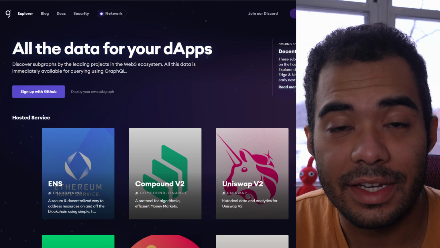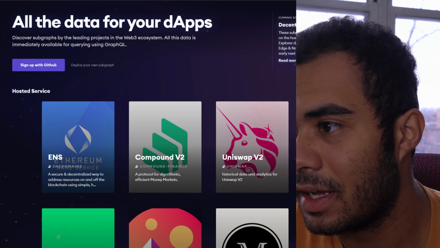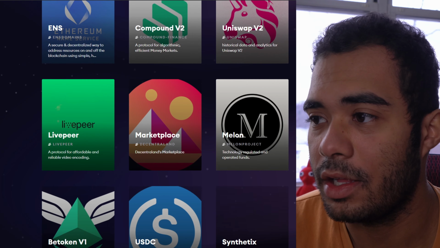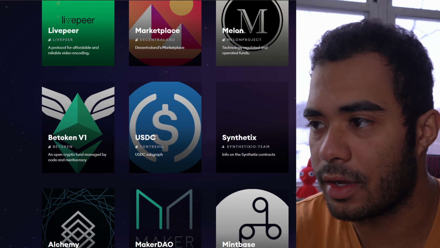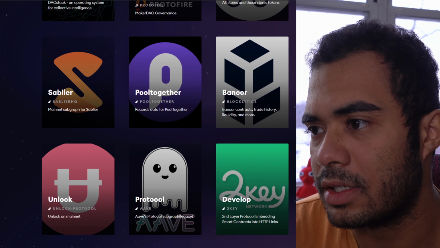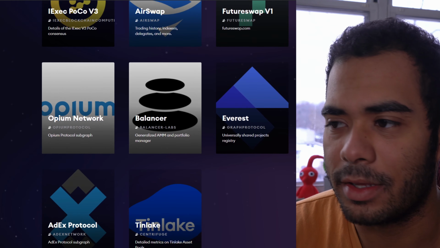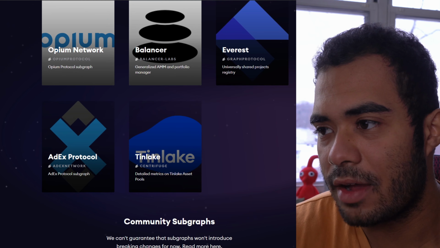So The Graph comes in and solves that by using a hosted service that indexes blockchain data. Those indexes, or subgraphs as they call them, can then be queried with their GraphQL API. But at the end of the day, the goal is to have the hosted service turn into a fully decentralized protocol with the same capabilities that it currently has. As of now, it isn't technically decentralized, but it is open source, so they have that going for them.